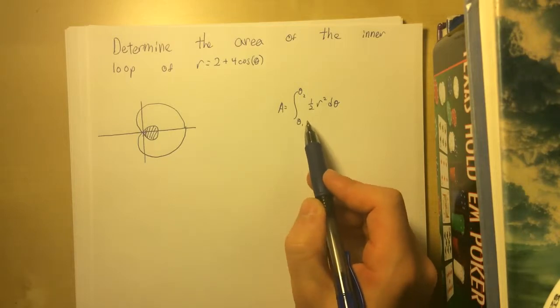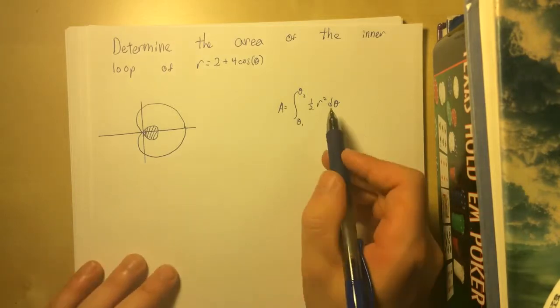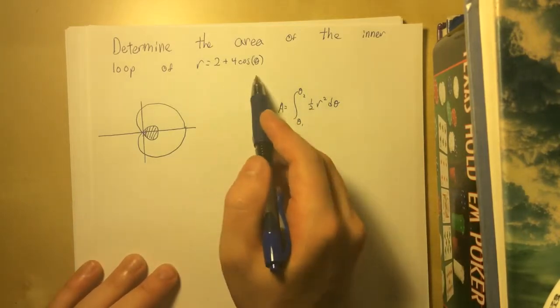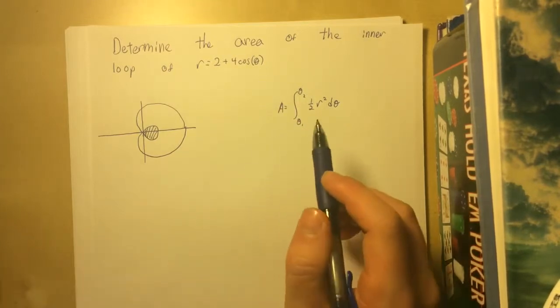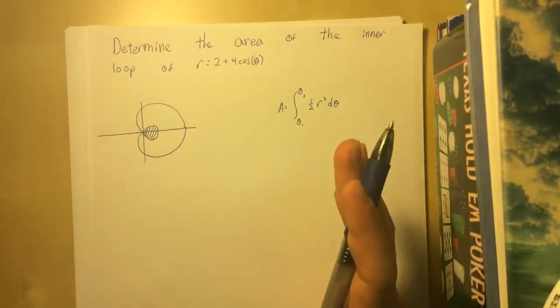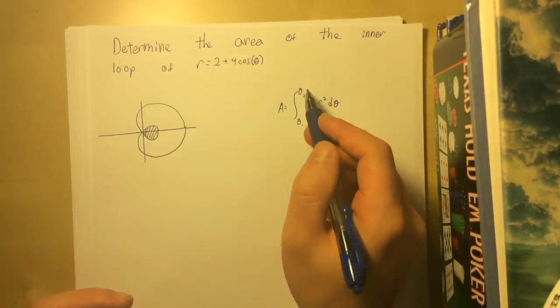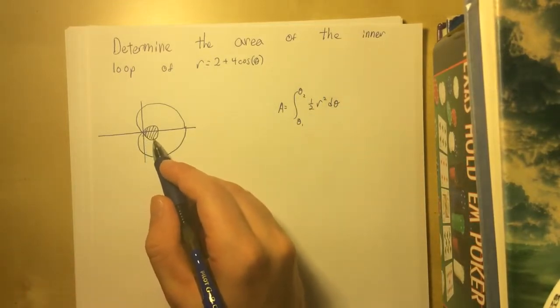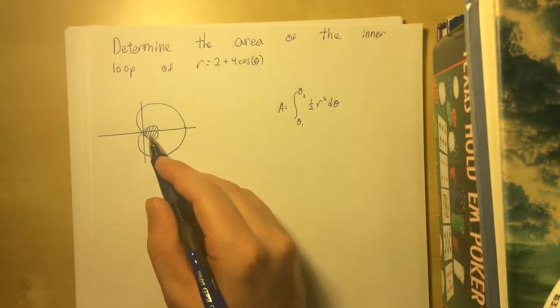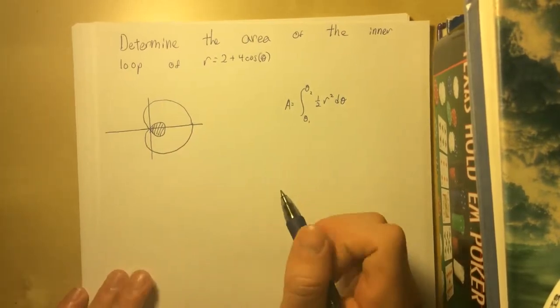Well, remember what our polar equation is. So we know what r squared is. It's just this function squared. But what's really difficult in this question, and usually what's going to happen, is finding these angles. What are going to be the angles that'll give us the area of just this tiny little loop?